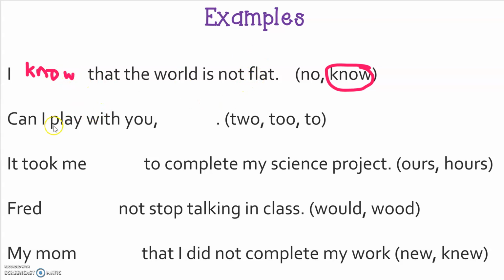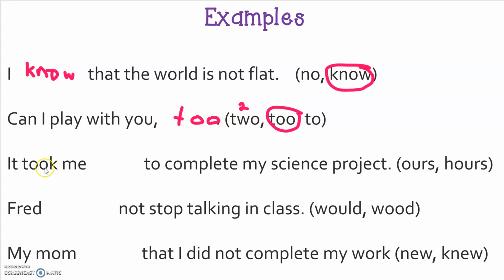All right. Can I play with you? To, two, or too. Okay, so remember that this one is a number, the number 2. And this one means also, and this one means I went to the store or something. So which one would I put in if I was saying, can I play with you too? It would be T-O-O, too.